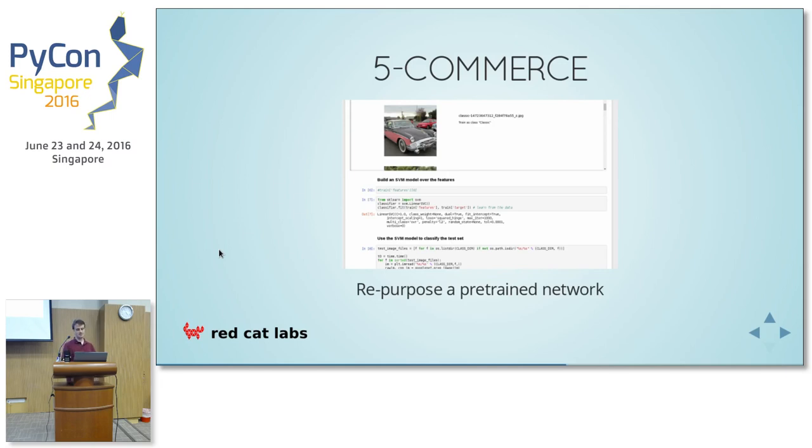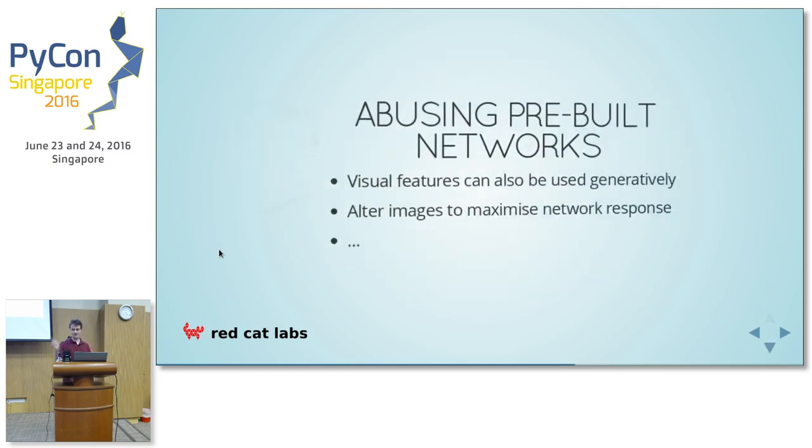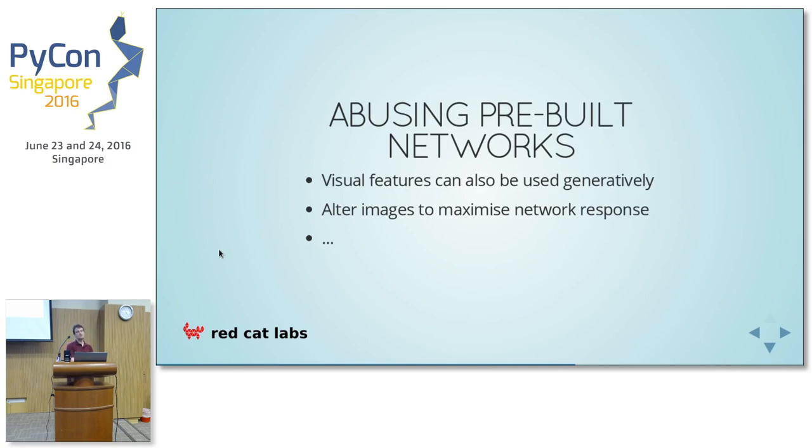So this is a nice example. It's available in the machine. There's another thing you can do. You can take one of these things and abuse the network. Not only can you get the features out of your images, you can tell it what features you want and see what images it produces, by maximizing the response.